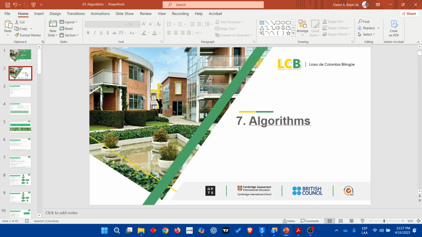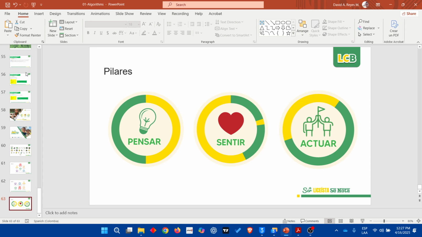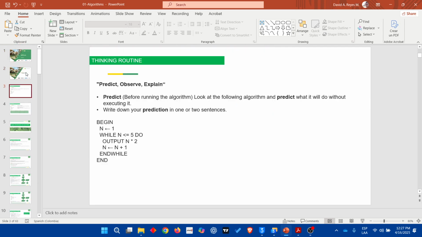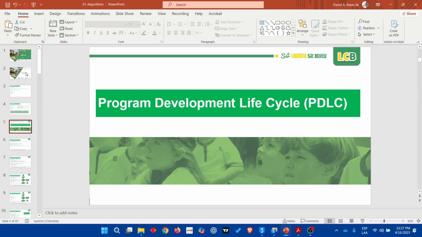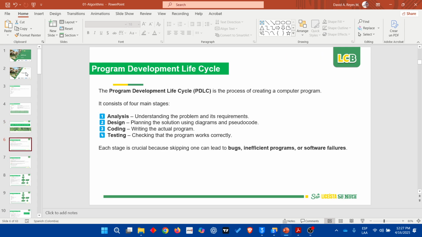This video is about algorithms. Okay, so here, program development life cycle. I'm going to try to explain this because across the PowerPoint presentation, most of the slides you find here talk about this part, the program development life cycle. So I'm going to try explaining step by step one of them to help you understand all this.